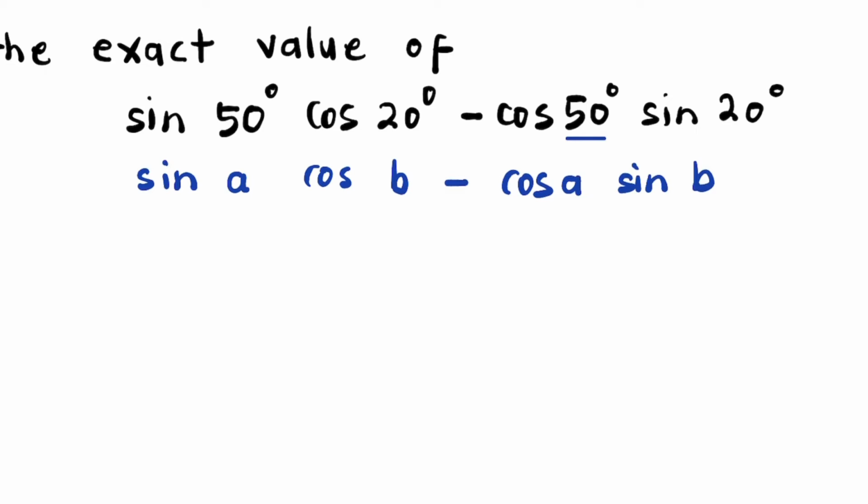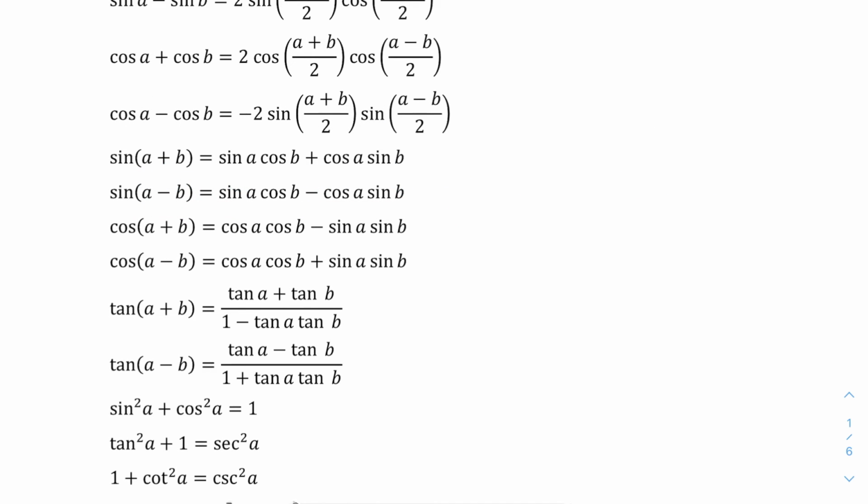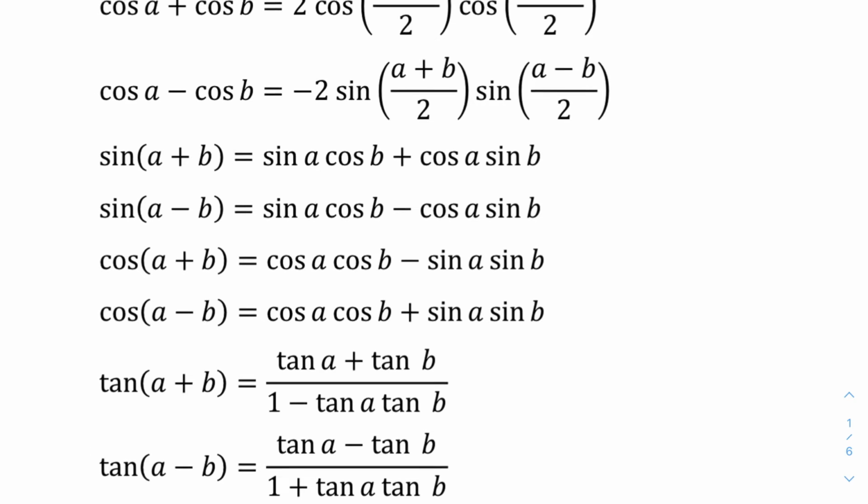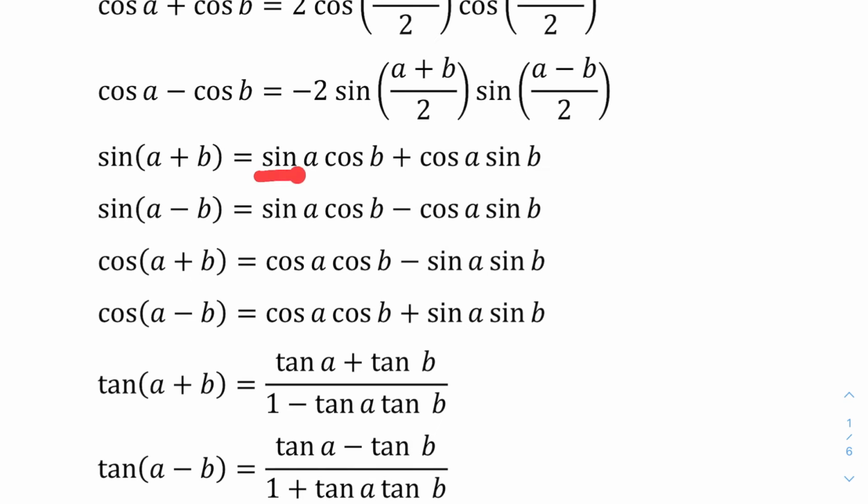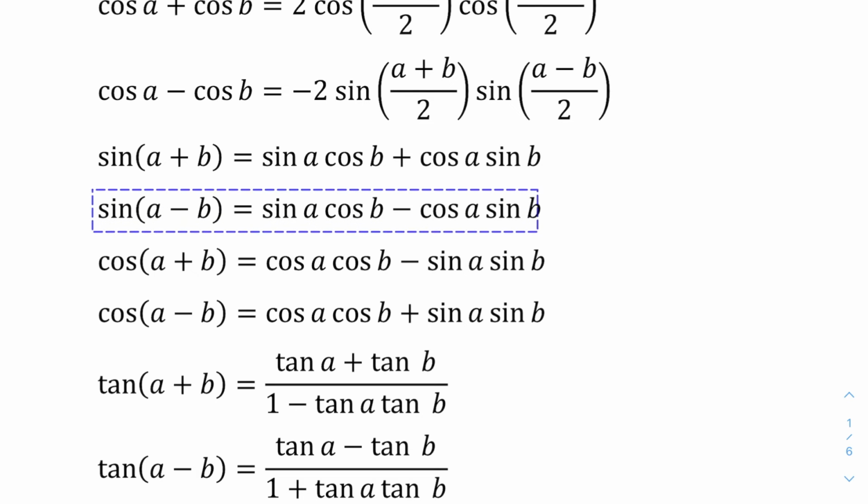So let's look at the formula. Is there any formula that has sine A cos B minus cos A sine B? So basically, you will get this part, right? Where you have sine A cos B, but over here it is plus. What you want is minus. So look at the second one, which is sine A cos B minus cos A sine B. So the formula that we use is actually for sine of A minus B. You can say that this is the rule or the formula that we'll be using.